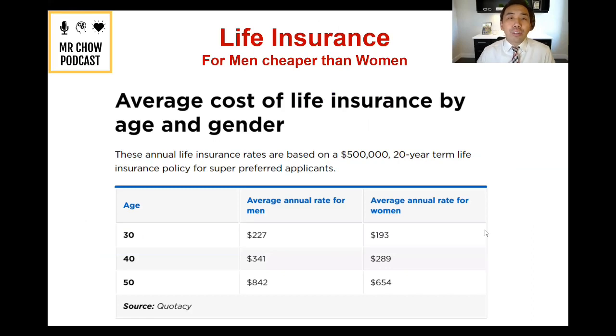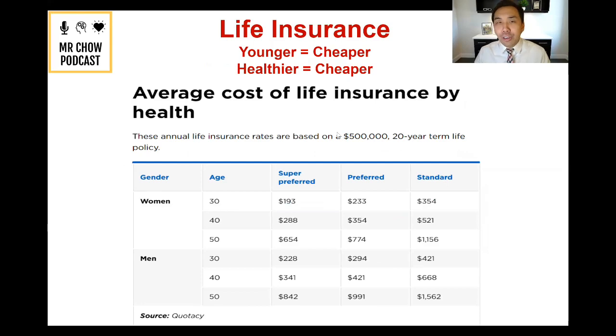If you take a look at life insurance here, for men, it's cheaper than women. That's just what it is. Sorry, men is more expensive than women. I'm sorry, that's a typo up there. More expensive than women. To insure a man is way more expensive because men are more likely to pass away, right? Versus women. So that's just a stat. And then take a look at this. The younger you are, the healthier you are, the cheaper it's going to be.